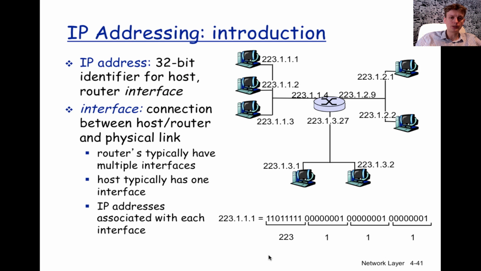The discussion in this recording will be all around IP addresses. An IP address is a 32-bit identifier for a host or router's interface, where an interface is the physical connection between the network device and the physical link. You need to assign as many IP addresses as many interfaces a network device has.